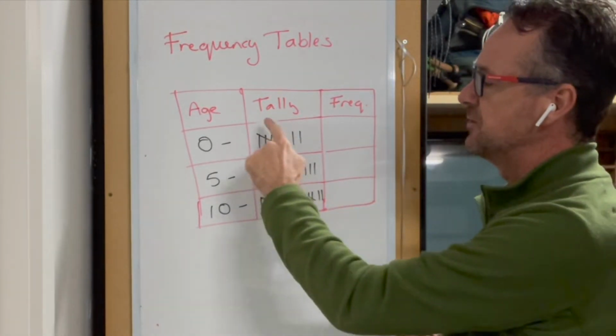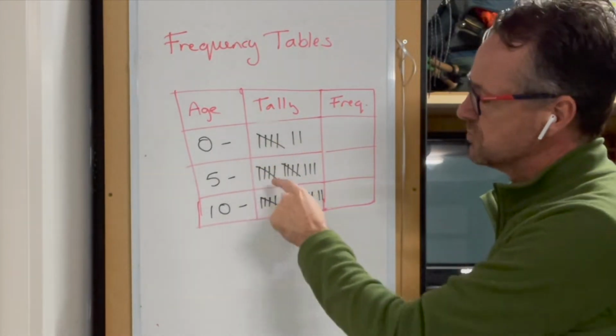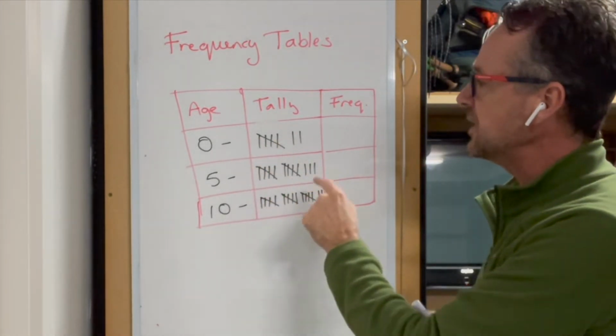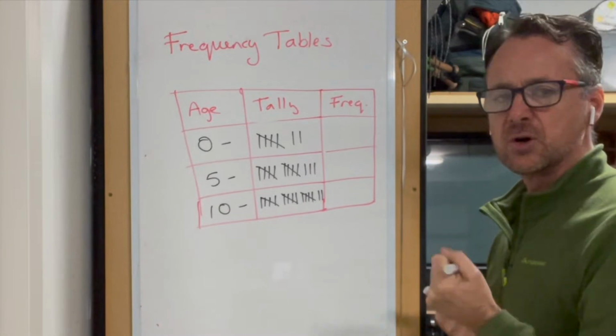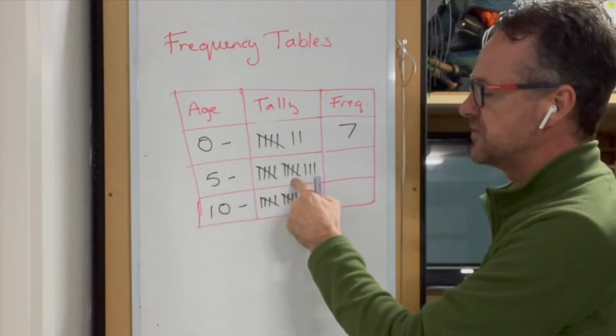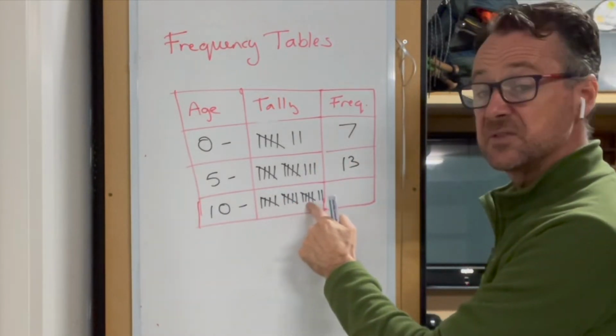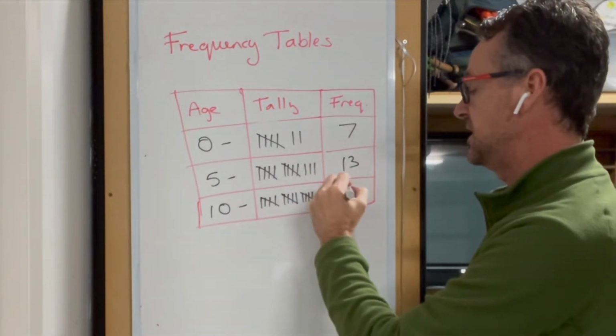And we can see we put 4 strokes down and then we cross that out to make it a 5. So each one of these little groups is worth 5. And then our frequency is the total of those. So here it's 5 plus 2 is 7. Here it's 5 and 5 is 10, and 3 more is 13. And here 5 and 5 and 5 is 15, plus 2 more gives us 17.